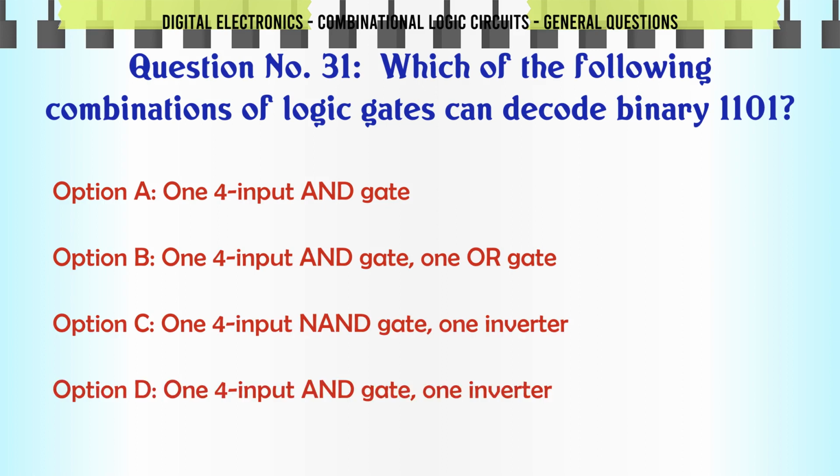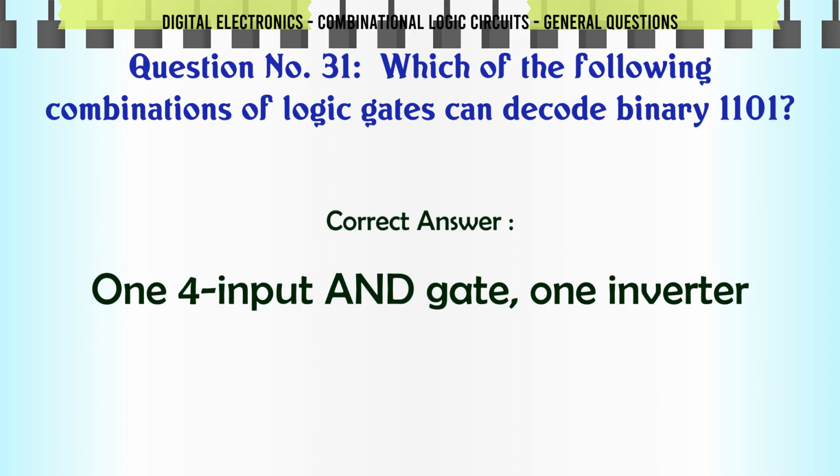Which of the following combinations of logic gates can decode binary 1101? A. 1 4-input AND gate, B. 1 4-input AND gate and 1 OR gate, C. 1 4-input NAND gate and 1 inverter, D. 1 4-input AND gate and 1 inverter. The correct answer is 1 4-input AND gate and 1 inverter.